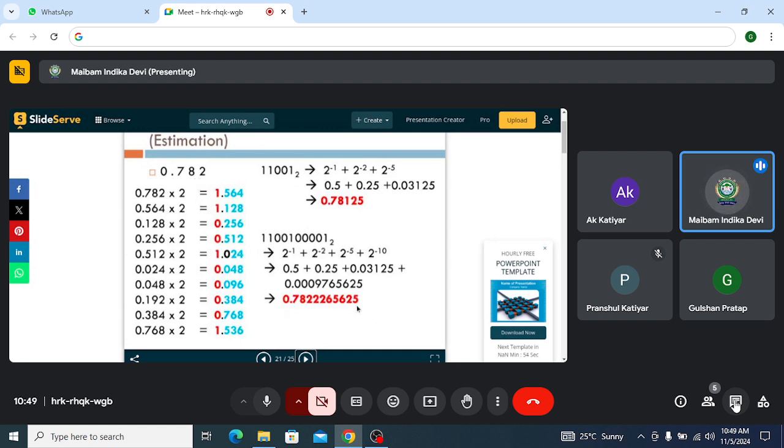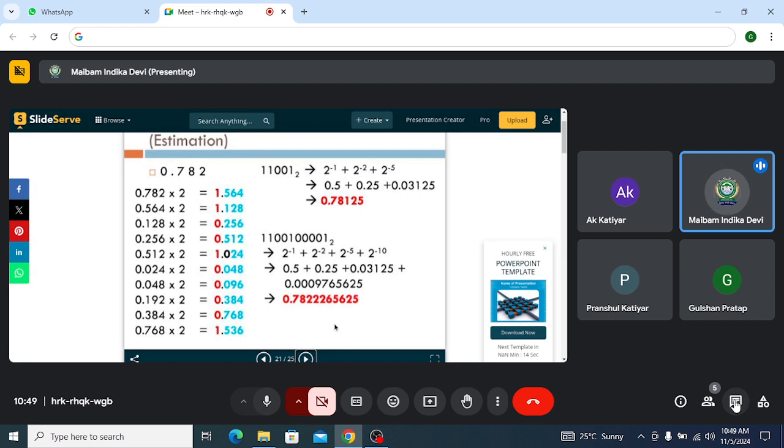In another case, another person with the same question takes precision up to 1, 2, 3, 4, 5, 6, 7, 8, 9, 10, up to 10 precision. If you convert this binary number into its decimal equivalent, you get 0.78222 something. These two are different values, right? Yes, ma'am. That's what I'm trying to say. If the question gives you a recurring fraction, you need to check whether the precision is specified or not. If it's not specified, you can calculate up to 4, 5, 6 precision and then stop. No need to keep on calculating.